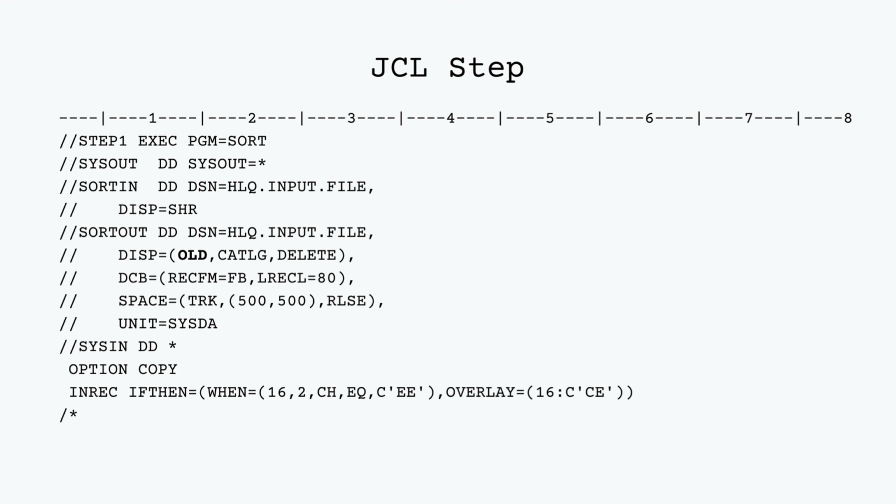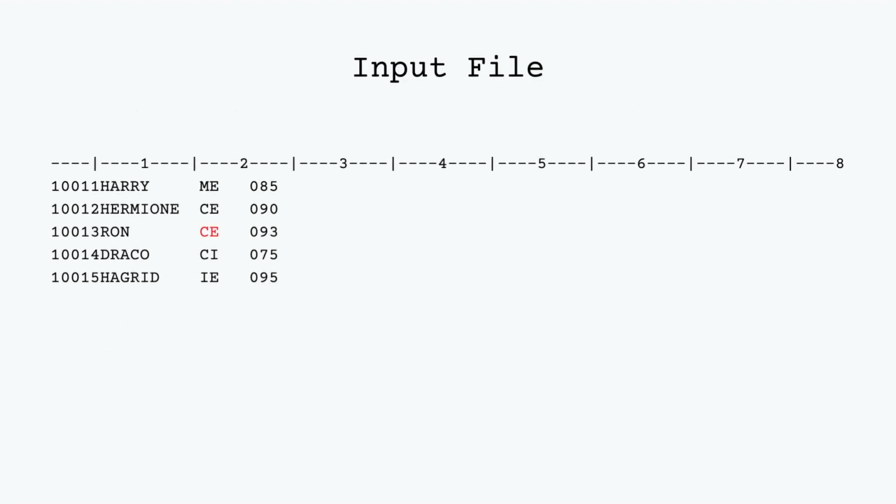In the sort step, we can use an indirect IFTHEN condition in which the string EE present at the 16th column and having 2 bytes of characters gets replaced with the string CE using OVERLAY. After executing this job step, the input file will have the updated string at the 16th column.